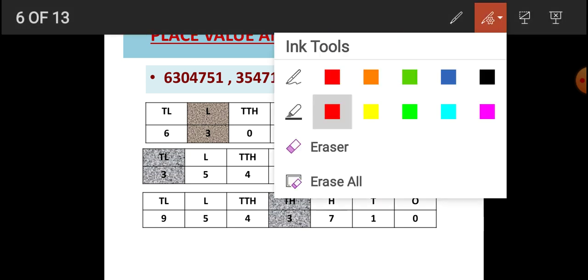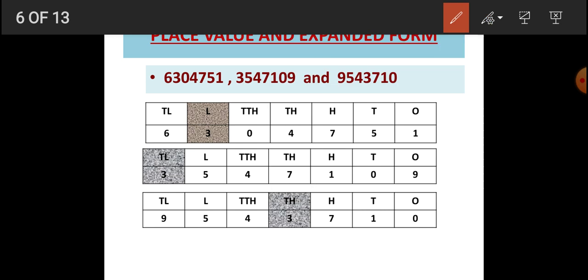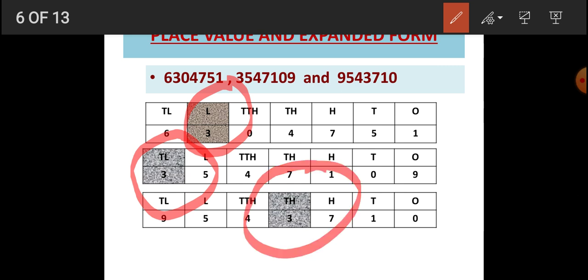So, the place value of 3 in 63,04,751 is 3 lakh. Place value of 3 in 35,47,109 is 30 lakh. Similarly, the place value of 3 in 95,43,710 is 3,000.